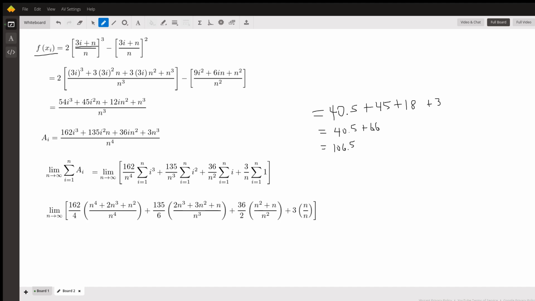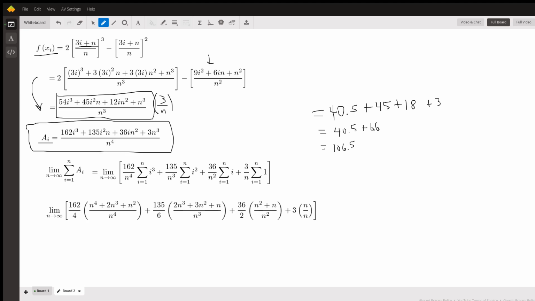And to get from here to here, I multiplied top and bottom of this second fraction by n to get a common denominator, multiplied everything out, combined similar terms. I'll leave that to you. But that's the formula for f of x sub i. And if we want to get a formula for the area of the ith rectangle, we have to multiply this by 3 over n, the width of each subinterval. So that's where this came from. 3 times every term up here gives us this. And so there's the formula.